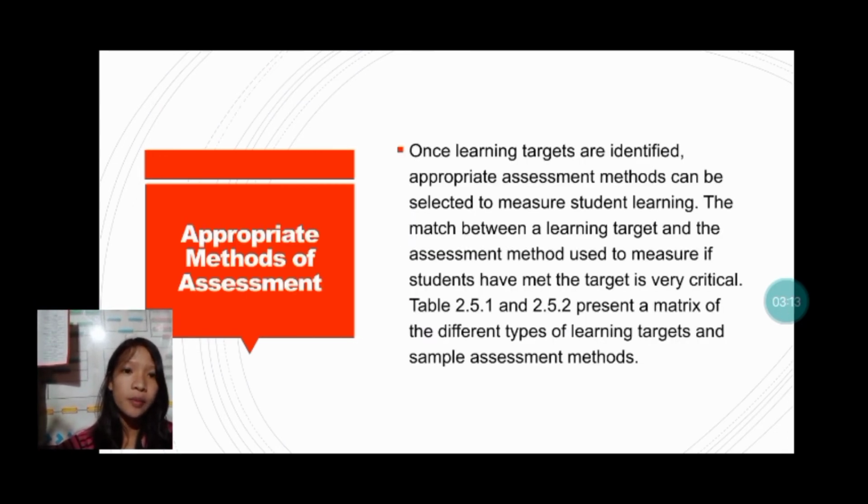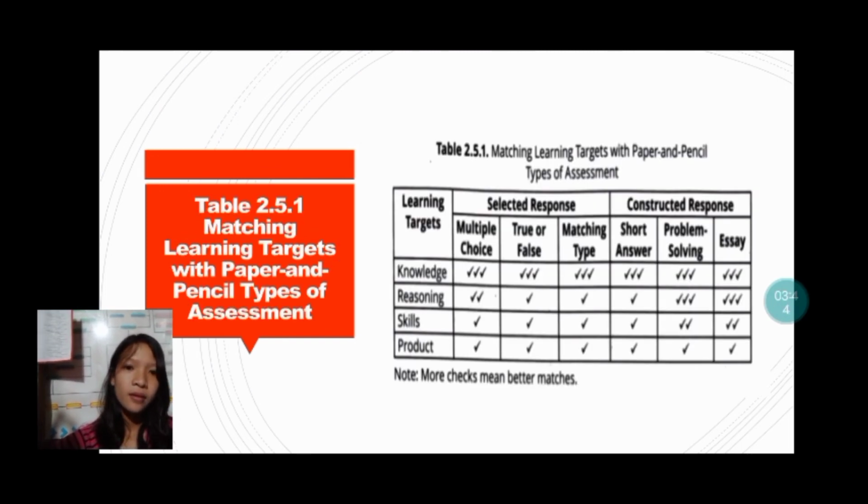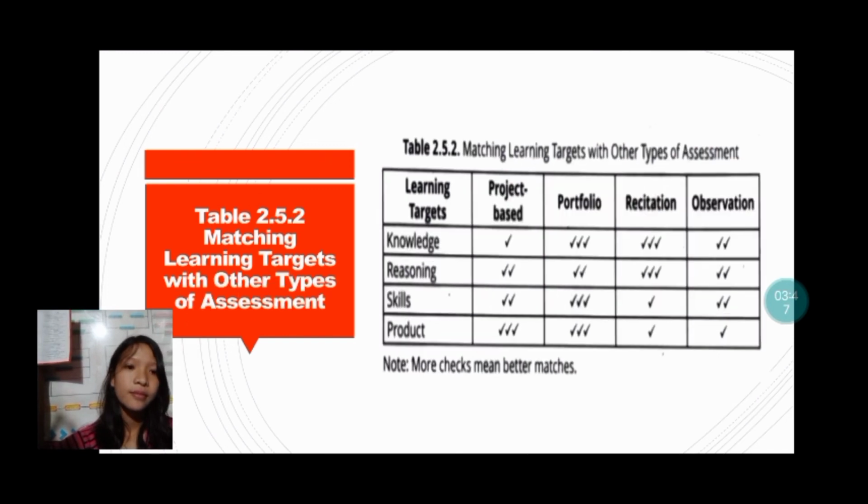So, what are appropriate methods of assessment? Once learning targets are identified, appropriate assessment methods can be selected to measure student learning. The match between a learning target and the assessment method used to measure if students have met the target is very critical. Tables 2.5.1 and 2.5.2 present a matrix of the different types of learning targets and sample assessment methods, and these are the following. And take note below that more checks means better matches.